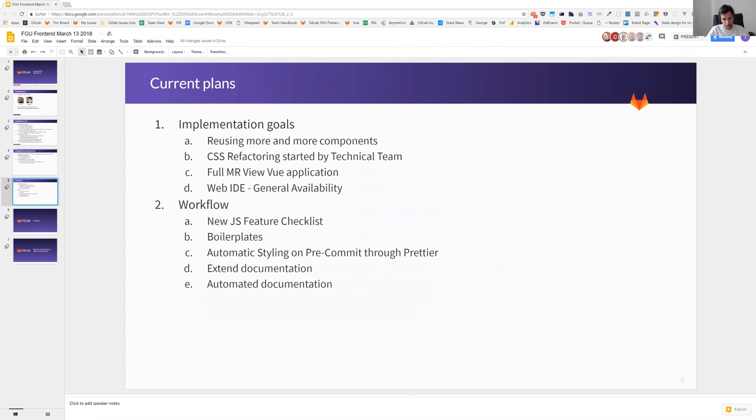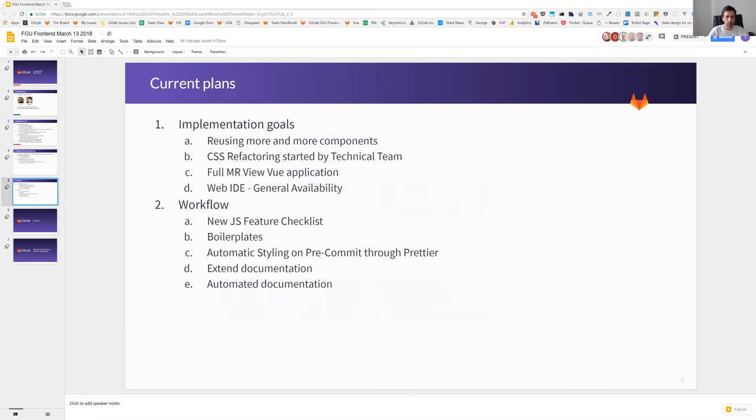What are our plans for the next weeks? Implementation goals: reusing, as I said, is a big topic. We want better reusability, which goes hand in hand with the CSS refactoring that the technical team is working on, building components that are taken from the UX from design.gitlab.com and bringing them to life.